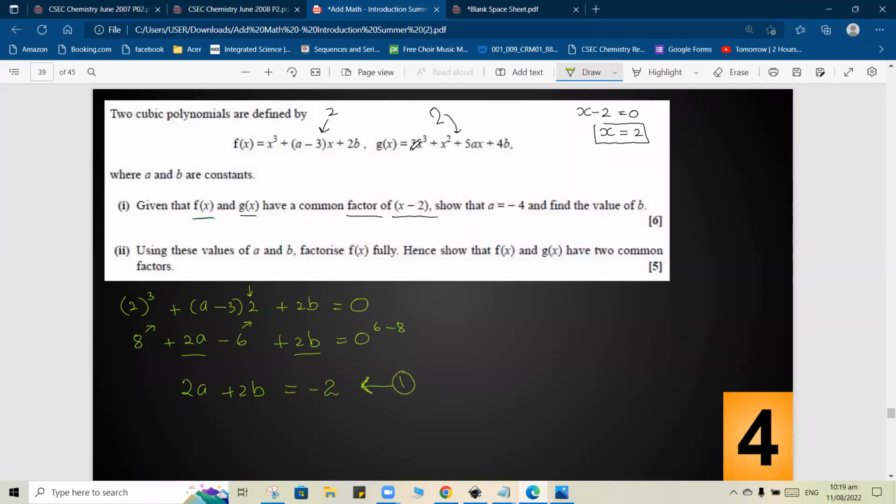Do the same thing for g(x). Go and replace all the x's with 2. Put it equal to 0, and you will get a second equation. And guess what you do? Solve the two equations simultaneously. So it's a simultaneous equation in disguise. Okay?